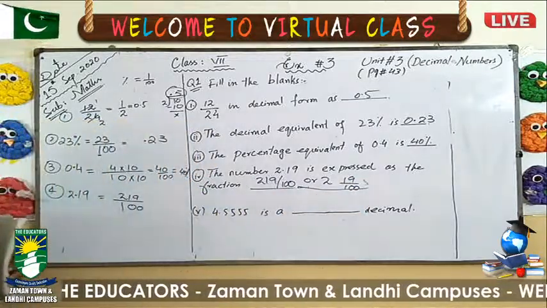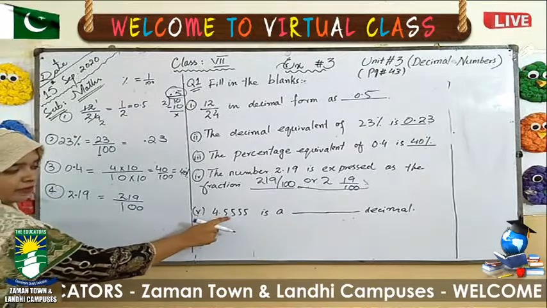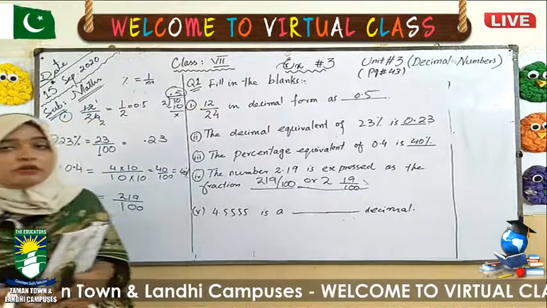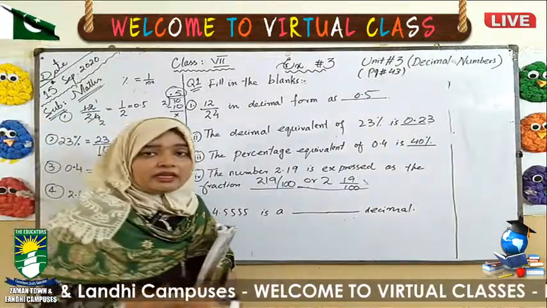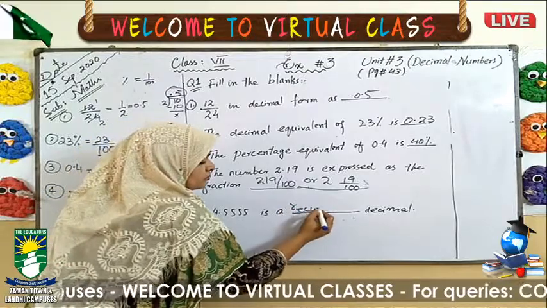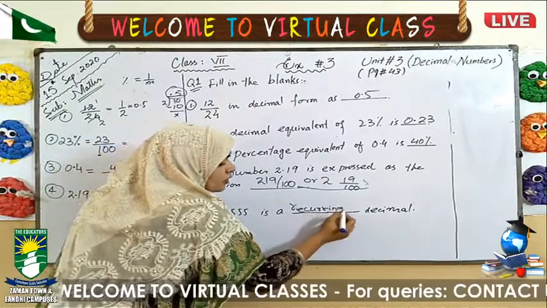Number 5, 4.5555 is a recurring decimal. I explained to you that if a number or a group of numbers is repeating again and again after the decimal, then it is known as a recurring decimal.